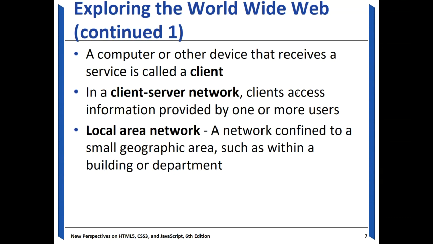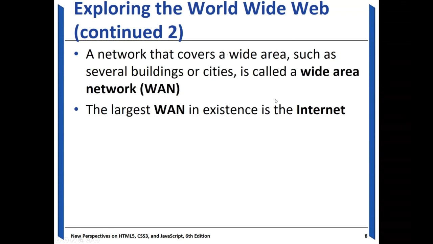Another type of network is a local area network. A LAN is a network confined to a small geographical area. You can also have a wide area network, which is a network that covers a wide area, such as several buildings or cities. The internet is the largest one in existence.